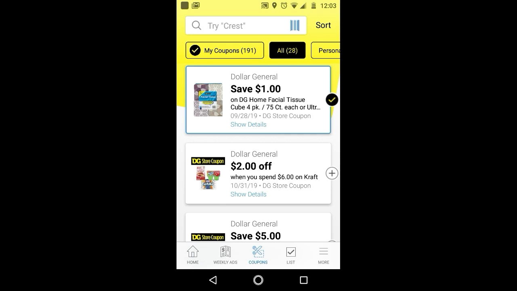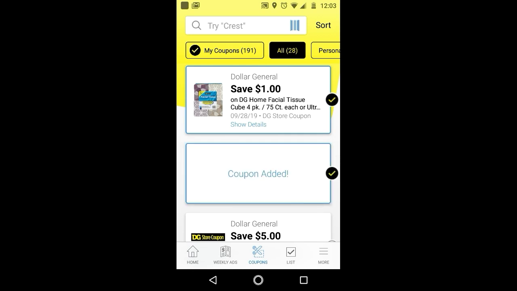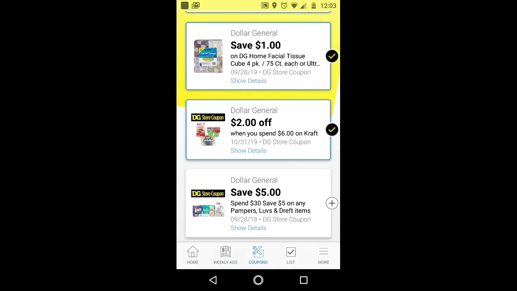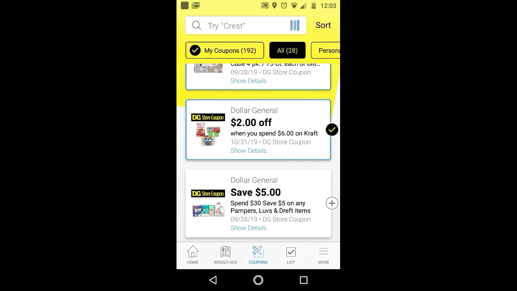$2 off 6 Kraft, that's a store coupon, and I will clip that. Anytime it says DG store coupon, that's a store coupon. And you can combine one manufacturer and one store coupon at Dollar General. You cannot combine two manufacturer coupons. You can only use one manufacturer coupon. But if it's a store coupon, you could combine it with a manufacturer coupon.